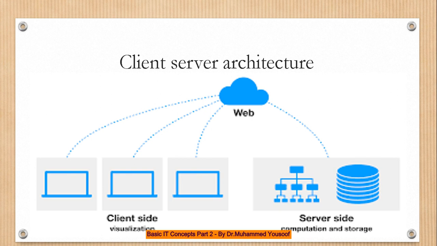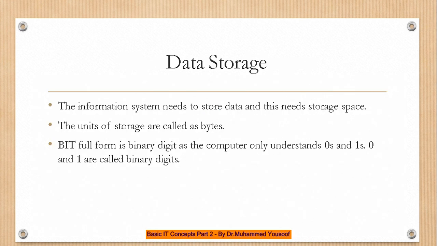See, for example, I am a user. If I want to access information, I will see the information on this computer, but the information is going to come to me through the web from the server database, where you have the computation and the storage. Storage is in the form of database, and computation, calculations and processing, is done on the server side, and finally the result is displayed on the client side. And this is the basic idea of the client server architecture.